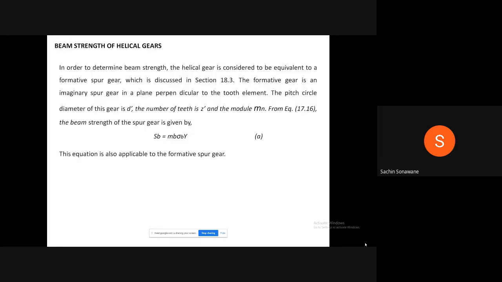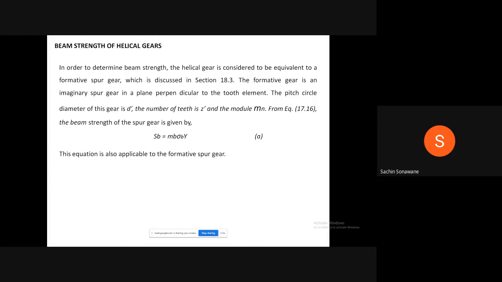In the morning, we have seen force analysis of helical gear, and we have solved a problem on force analysis also. Now we will see beam strength of helical gears, wear strength of helical gears, and effective load on helical gear, and then we will solve one problem.